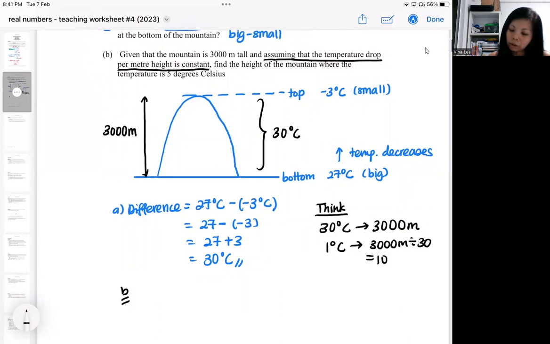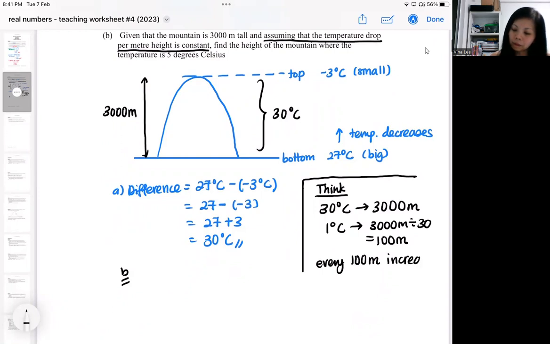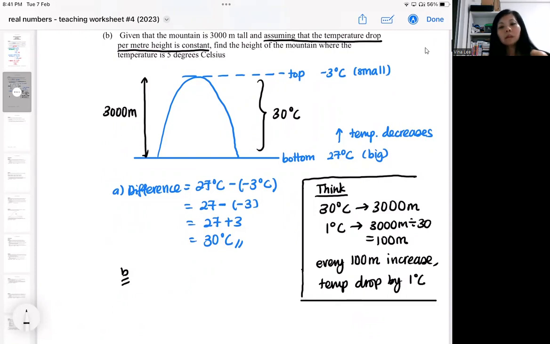So it will tell you something like 100 meter. So this is thinking. Don't show this thinking, but you use the arrow to help you to facilitate the thinking. So what is this trying to tell you? That means every 100 meter that you climb, the temperature drop by 1 degree. Okay, you do something like this, but don't show your teacher, please. Don't show the arrow. But this should facilitate the thinking.